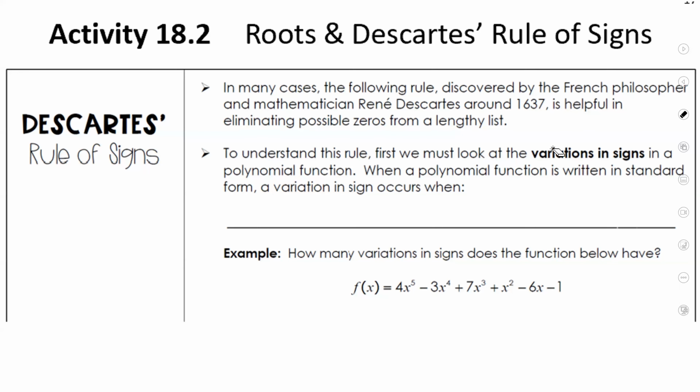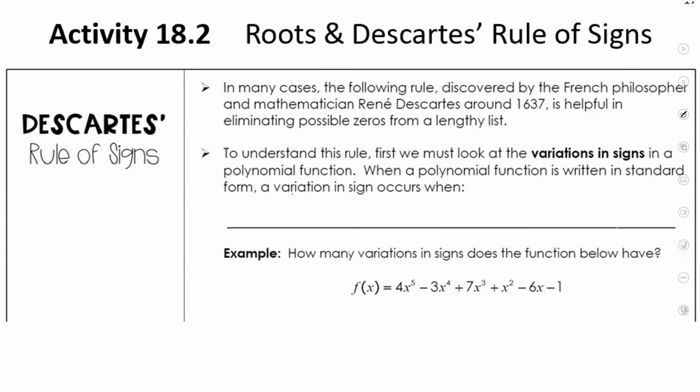Okay, so I'm not sure how you want to pronounce his name. Some people say Descartes or Descartes. I say Descartes. I don't know how to say it. That's how I would say it, Descartes. Anyway, this was a French philosopher, and he discovered this right here. That if you look at the variations in signs, you will be able to tell.